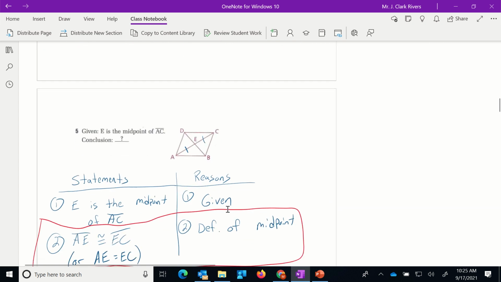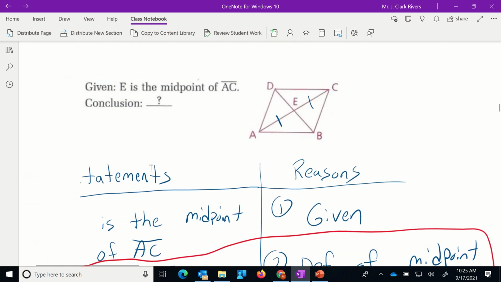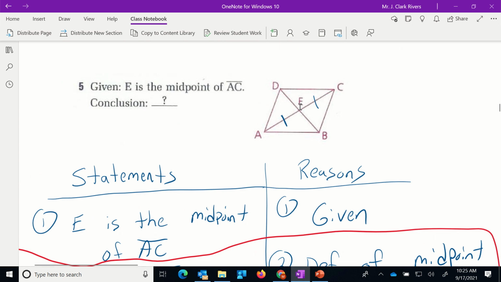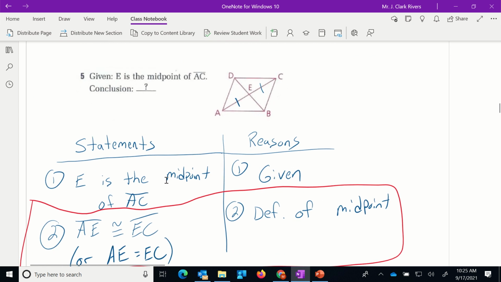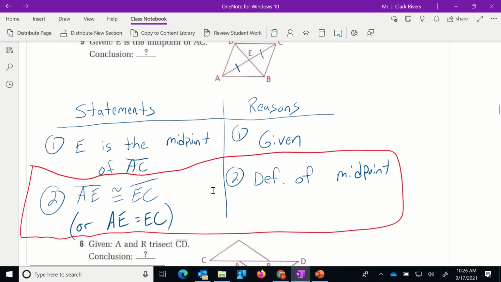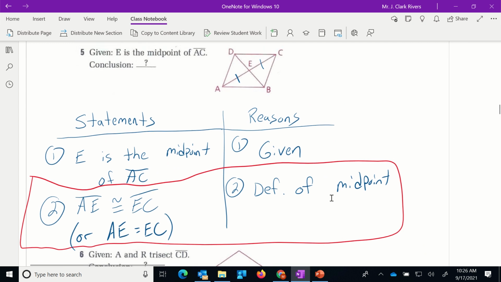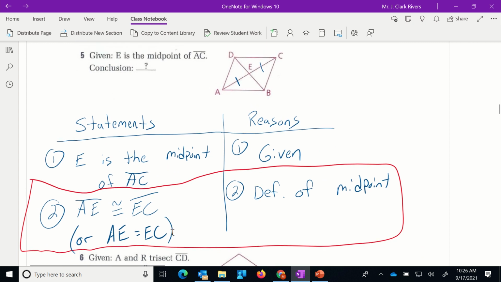Okay. 5. Given that E, there's E, it's the midpoint of AC, there's A, there's C. We know that AE is going to be congruent to EC. So E is the midpoint of AC, that's given. Our conclusion is AE is congruent to EC, definition of midpoint, or you might have said AE is equal to EC. There you go. Questions on that?